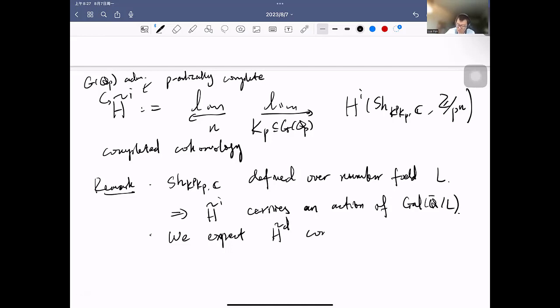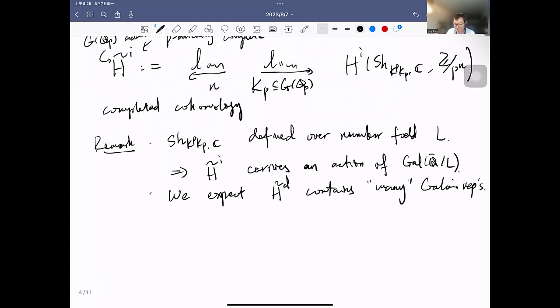So we expect H2 to D contains many Galois representations. I'm not going to make precise what I mean by many here, but if you're familiar with Emerton's work on the Fontaine-Mazur conjecture, one of the starting points for Emerton is that if you have some Galois representation, you first try to show that this Galois representation will appear in this completed cohomology. So in some sense, it's very large.